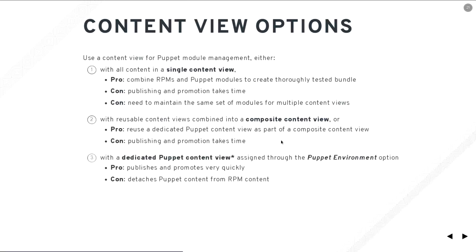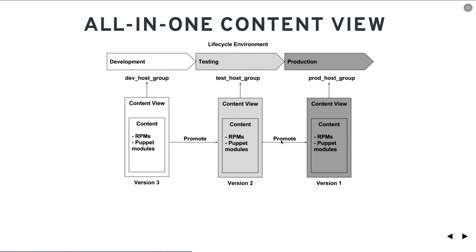It's one immutable block. Let me give you a little bit of a picture, we're all mostly guys, so images help. What we can do in Satellite is define a lifecycle path. That's what you see at the top: development, testing, production. Each lifecycle environment is coupled to a host group. And for now, let's just say a host group is a group of systems. Let's not make it too complicated.